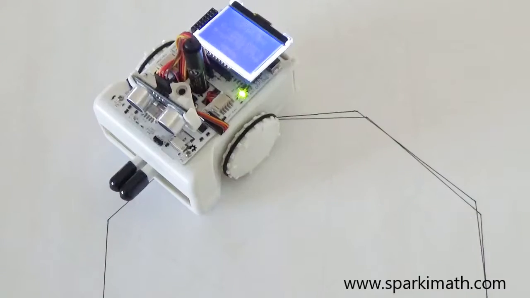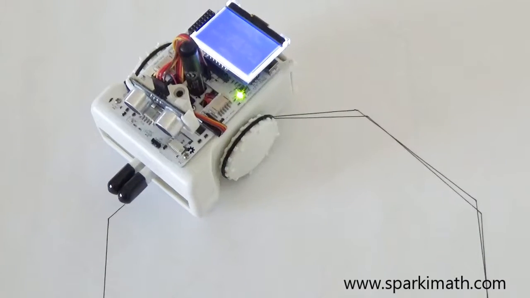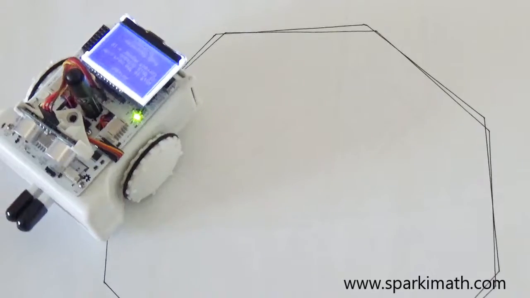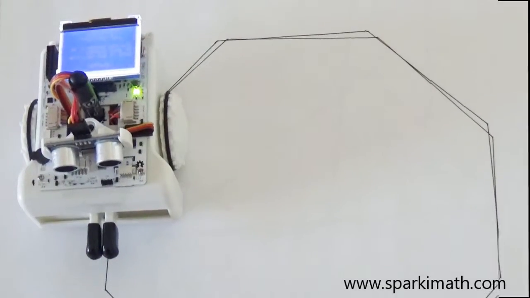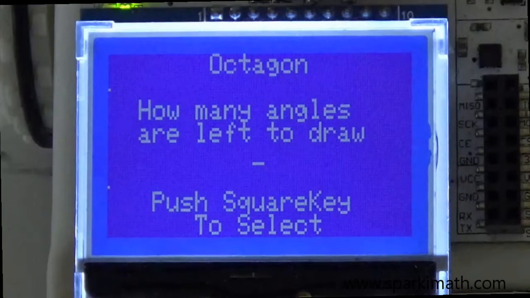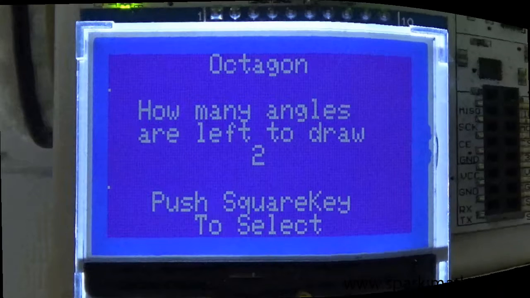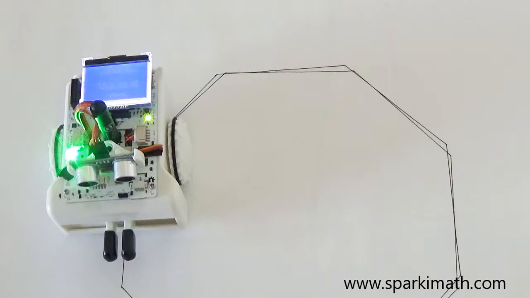We're always given the correct answer, even though it's wrong, so students can correct their mistakes if they need to. But again, they need to pay attention to this to do all the answers correctly. How many angles are left to draw? That's 2. Yeah, we can see that there's really only 2 more angles left to draw, so let's key in 2. Yep, Sparky agrees.